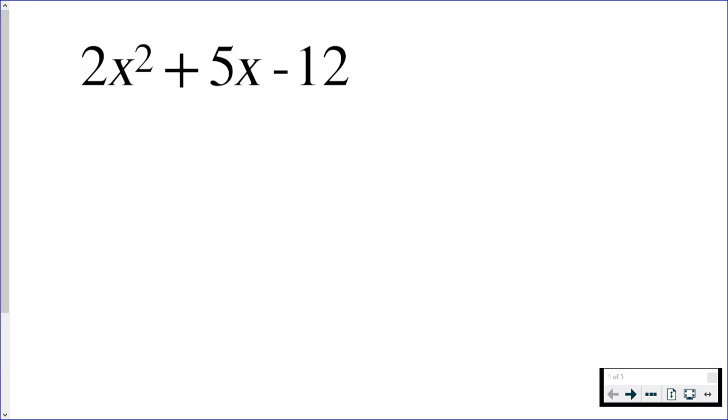So because I can't take anything out and I have an a value other than 1, I'm going to do the following. I'm going to multiply my outside numbers, so a times c. That would equal negative 24. So my goal is to find two numbers that multiply to negative 24 and add to positive 5. Those two numbers would be positive 8 and negative 3.